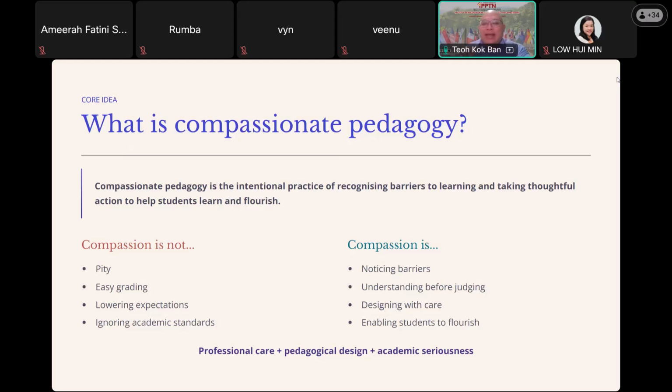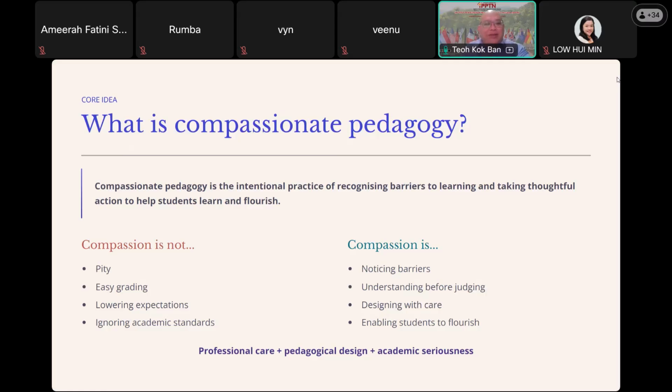The first part is actually recognizing. So we need to notice what might be making learning unnecessarily difficult. We need to identify, recognize the barrier. And the second one, of course, we need to take action. So compassionate is not about feeling sorry for someone. It actually requires us to do something about it.